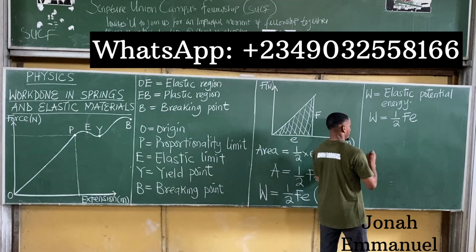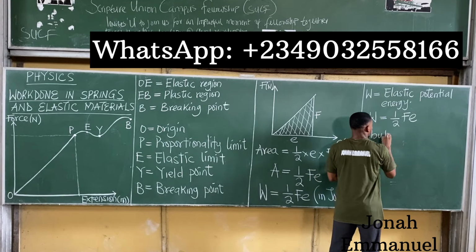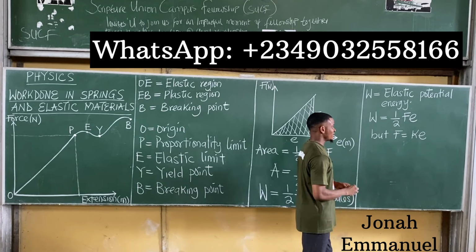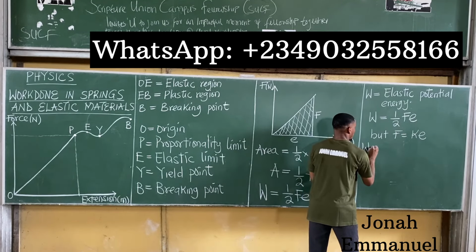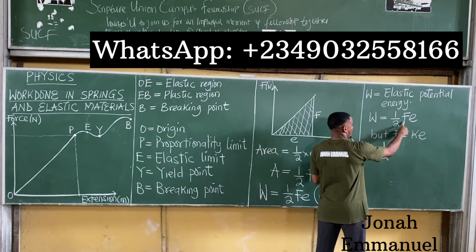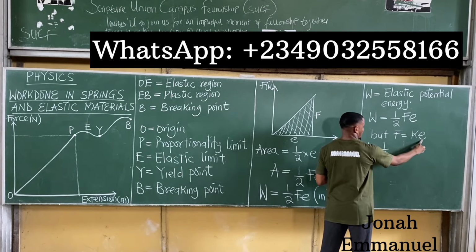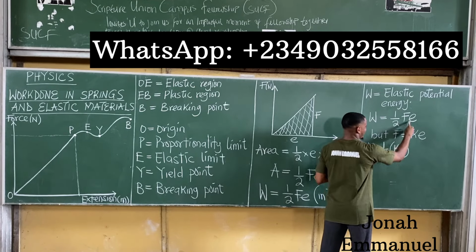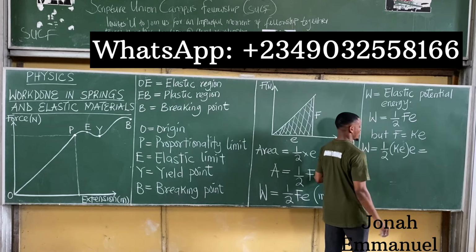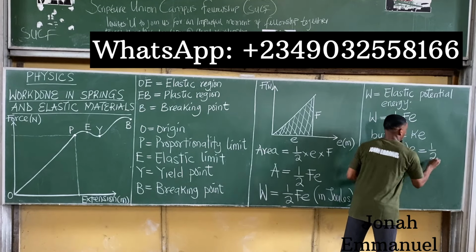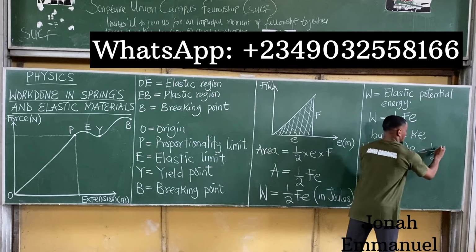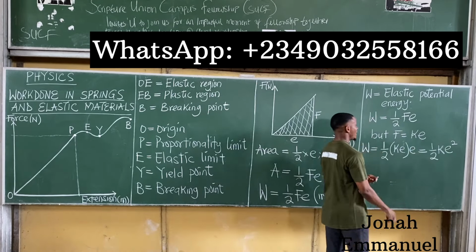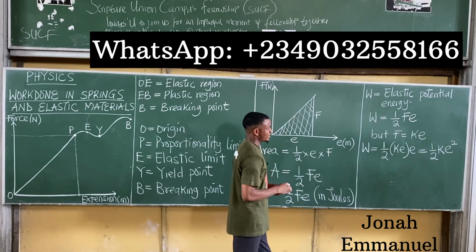But then let's recall something. We said F is equal to Ke, from Hooke's law. If this is true, it means that W, which is equal to half F times E, F is Ke. In place of F, I'll put Ke, so half F times E. So I have E. Multiply this, it becomes half into Ke, that's K, into E times E is E squared. So I have half Ke squared. All right, so W is equal to half Ke squared.